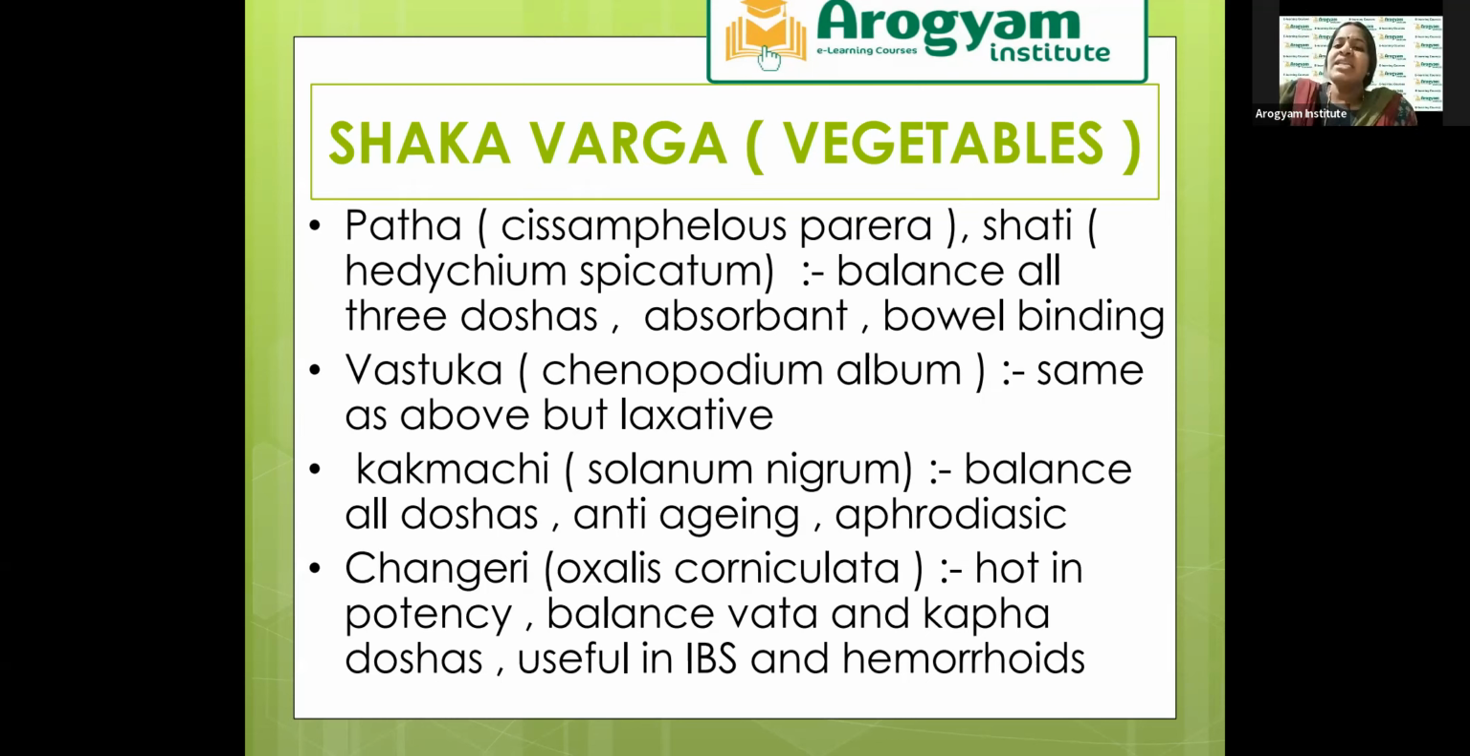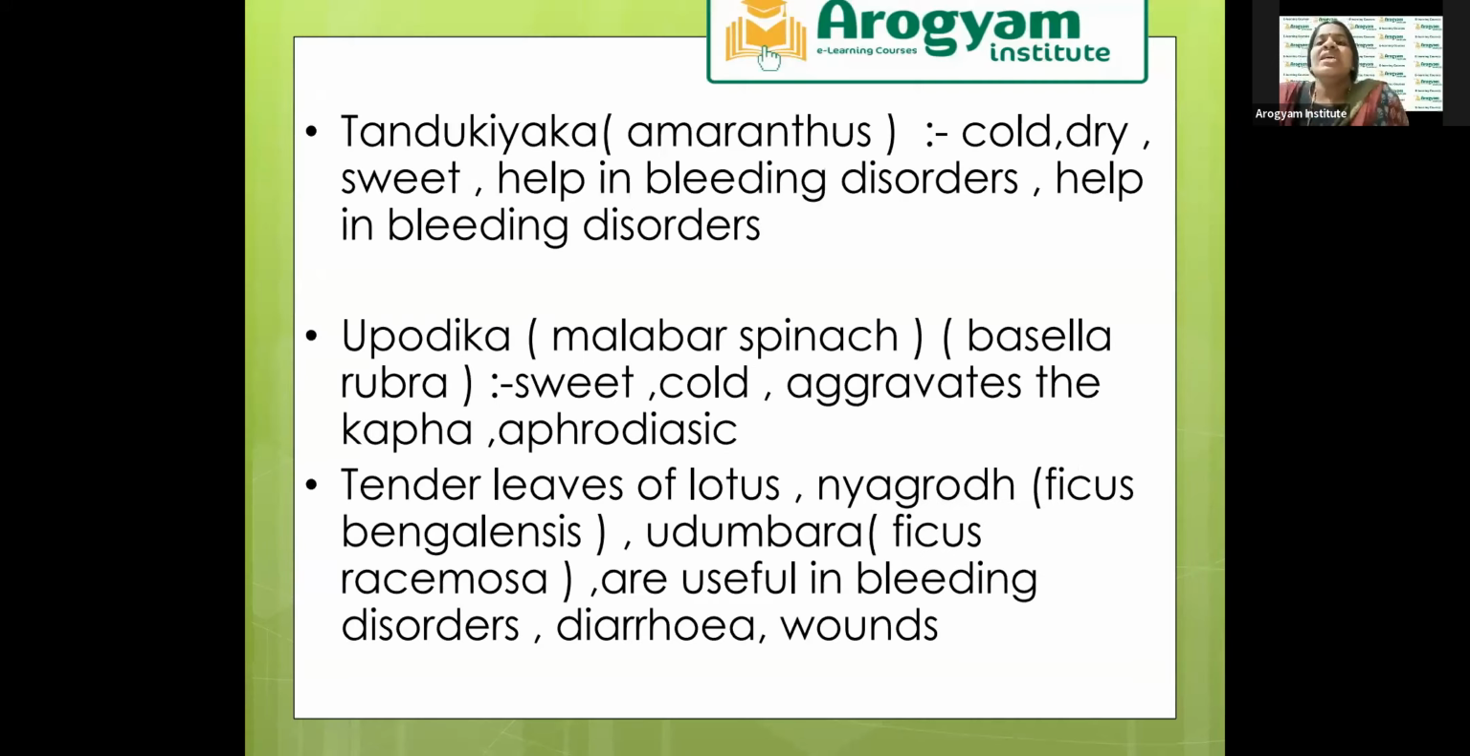Changeri is Oxalis corniculata. ये तो 3 leaves वाला small plant है जो आज हम खाने के लिए यूज नहीं करते हैं, लेकिन it is used in medicine. In olden days, this was used as vegetable, it seems. It is hot in potency, balances vata and kapha doshas, useful in IBS and hemorrhoids. Then Tanduliyaka is amaranthus. It is cold, dry, sweet, helps in bleeding disorders.